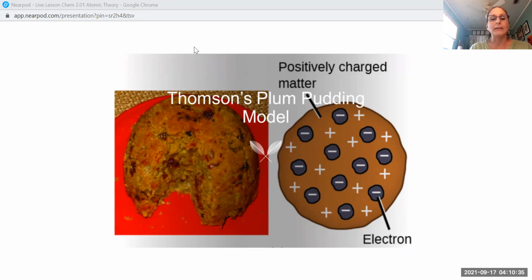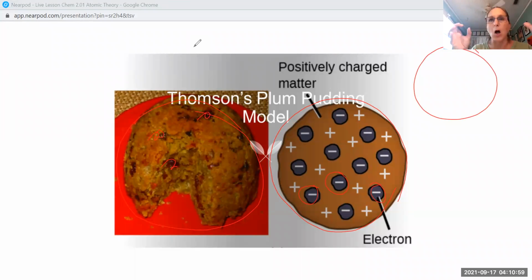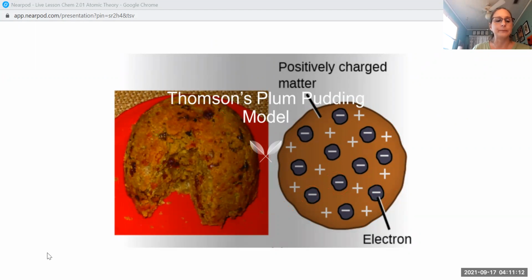Plum pudding. Okay, this is actually what plum pudding looks like. It looks really good. It's like bread pudding and they put plums in there. That's basically what he said the atom was like: you've got this plum pudding, this positive charge, and then the plums are the electrons. So Dalton said the atom was just a sphere, an empty ball. And JJ Thomson was like, no, it's a positive mass with little negative charges in it called electrons. So he discovered the electrons, okay?